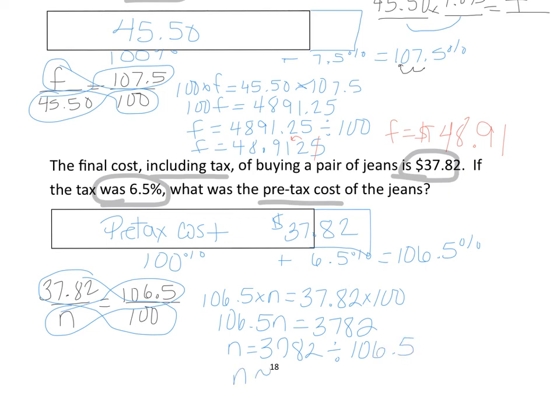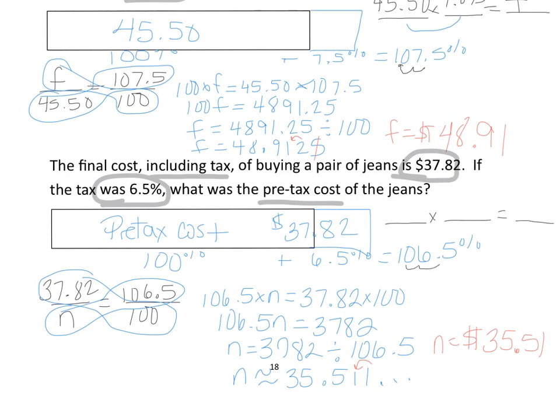And we end up having to round because we get a funky decimal, 35.511, blah, blah, blah. And we say, what does the 1 make the 1 do? It makes it stay the same. So we find out that the pre-tax cost was $35.51, which we could have found out by also using the equation.